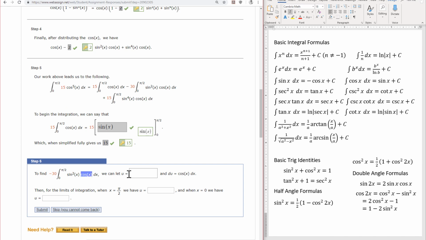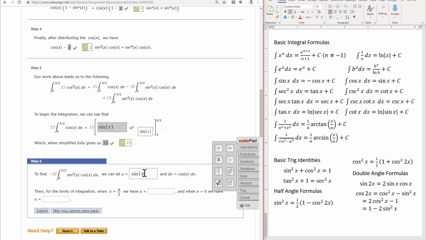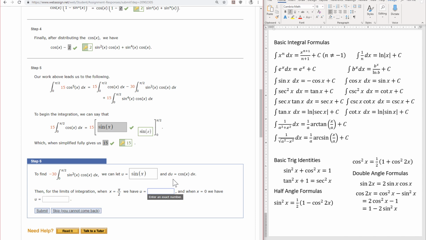We're going to let u equal sine x, just the sine x, so that the derivative is going to be cosine x dx. So just one sine would do. The derivative of sine x is cosine x, and so for limits of integration we should change those as well. When x is equal to pi over 2, our u value is going to be sine pi over 2, which is 1. And when x is equal to 0, our u value is going to be 0. So this is going to go from 0 to 1 instead of 0 to pi over 2.